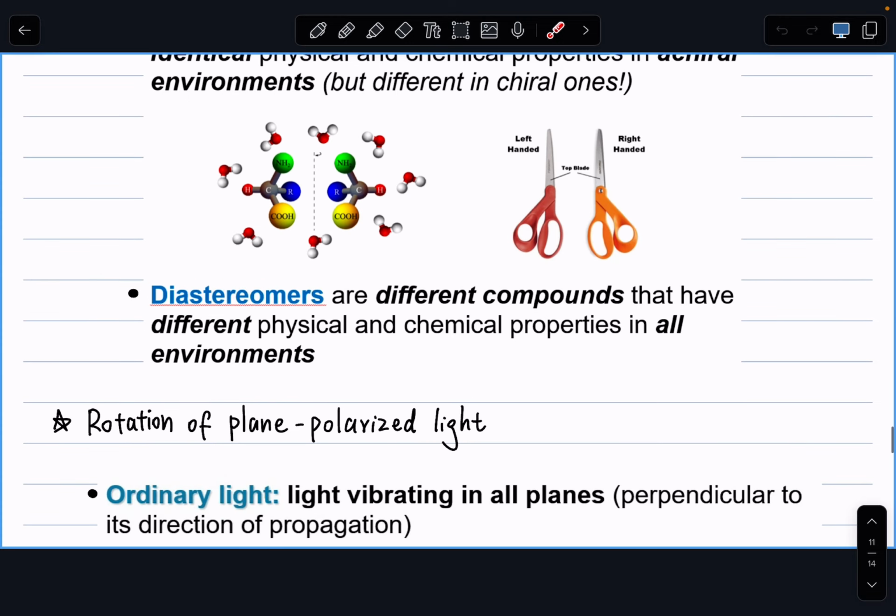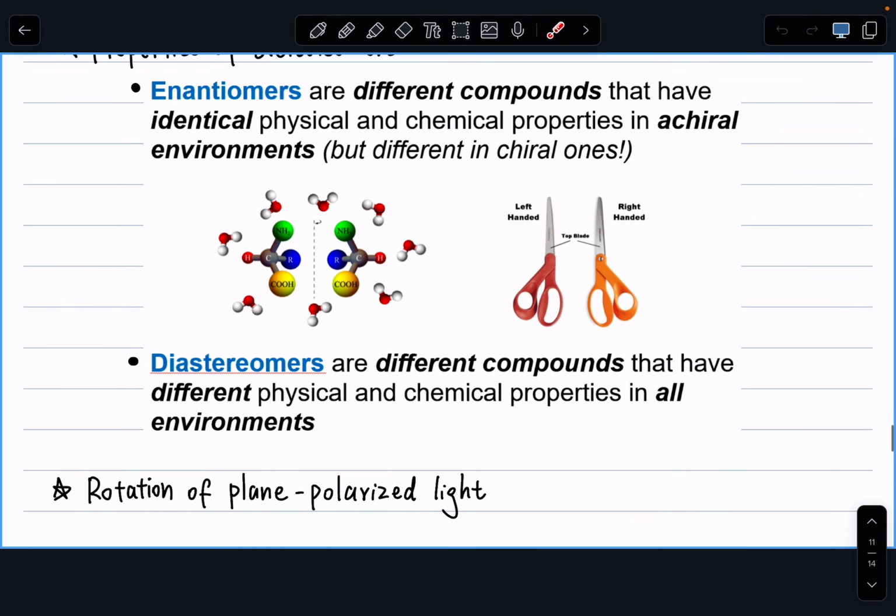And back to some other things. Diastereomers, on the other hand, are simply completely different compounds. They have different physical properties, even in an achiral environment. So for physical properties, enantiomers are the same in an achiral environment and different in a chiral environment. Diastereomers are just different in whatever environment. They're just different compounds.